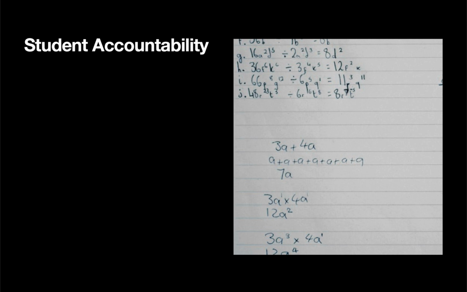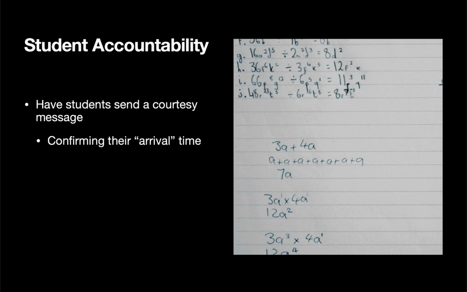challenge? And that leads us really into our last point, and that is the student accountability. Make sure you have your students send you a courtesy message to reconfirm when they're coming, that they remember that and they will be sure to honor that time. So confirm their arrival time. Make sure they give you a description of their issue, and that helps them also formulate in their mind what they're truly having a challenge with.